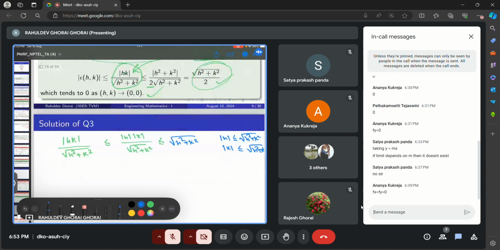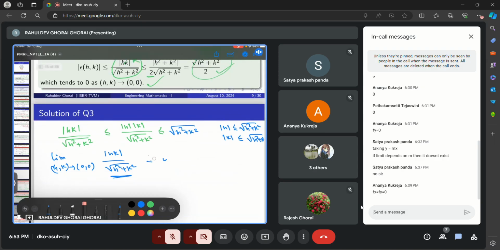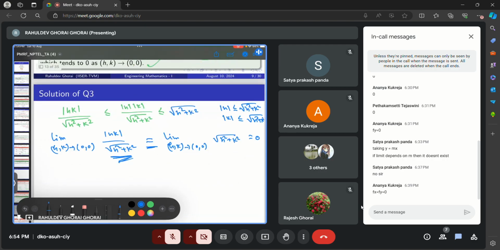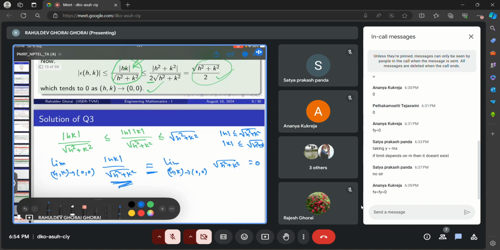So when you take the limit on both sides, the limit as (h, k) tends to (0, 0) of |hk| over the square root of h² + k² will be less than or equal to 0, and this quantity is always nonnegative, so this will then be equal to 0, equal to the limit as (h, k) tends to (0, 0) of the square root of h² + k², which is equal to 0. You can write this because this is a positive function. So now what he is asking is how that half came.